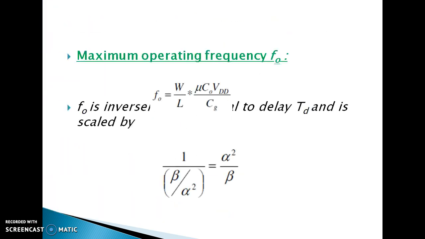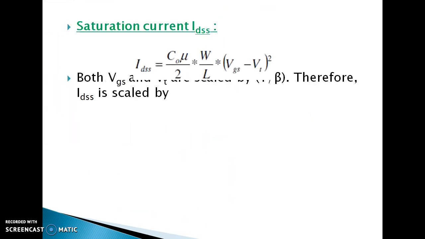Maximum operating frequency. Operating frequency here is defined as W by L into mu into Cox into VDD by Cg. Or we can simply say that F0 is inversely proportional to delay, 1 by Td. Just now we have seen Td is beta by alpha square, so F0 becomes alpha square by beta. The scaling factor for the frequency is alpha square by beta.